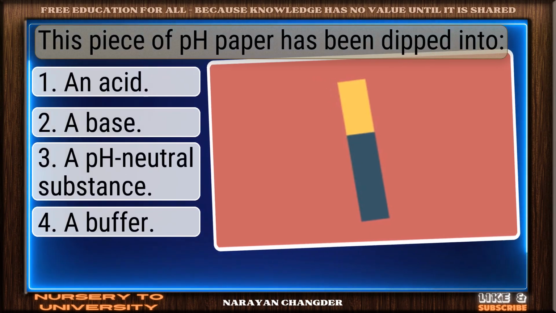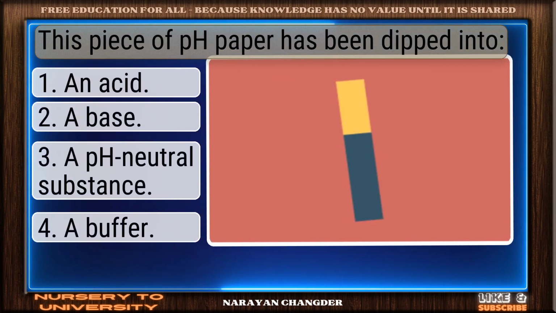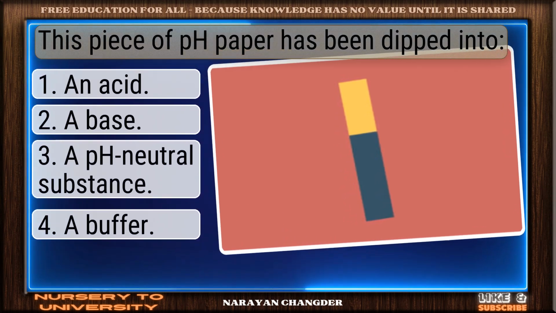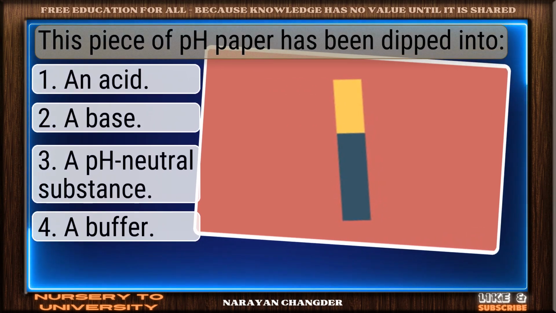This piece of pH paper has been dipped into Option 1, an acid. Option 2, a base. Option 3, a neutral substance. Option 4, a buffer.